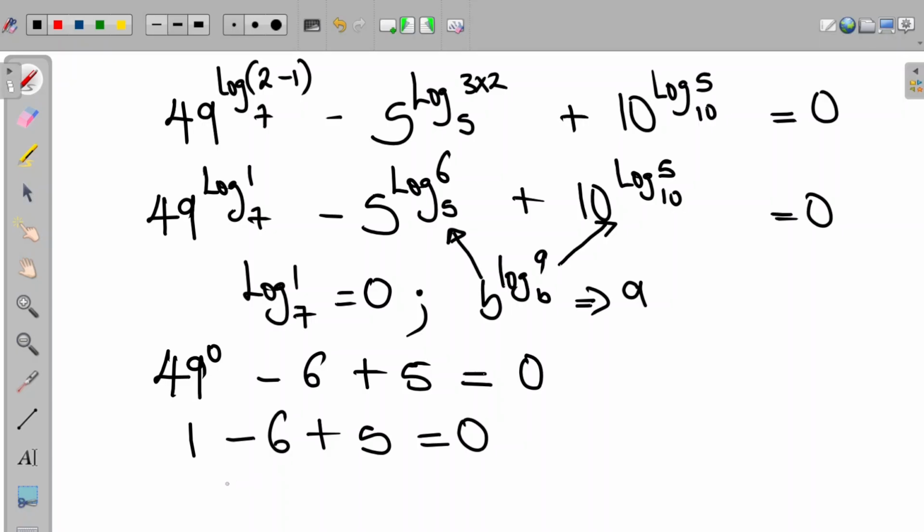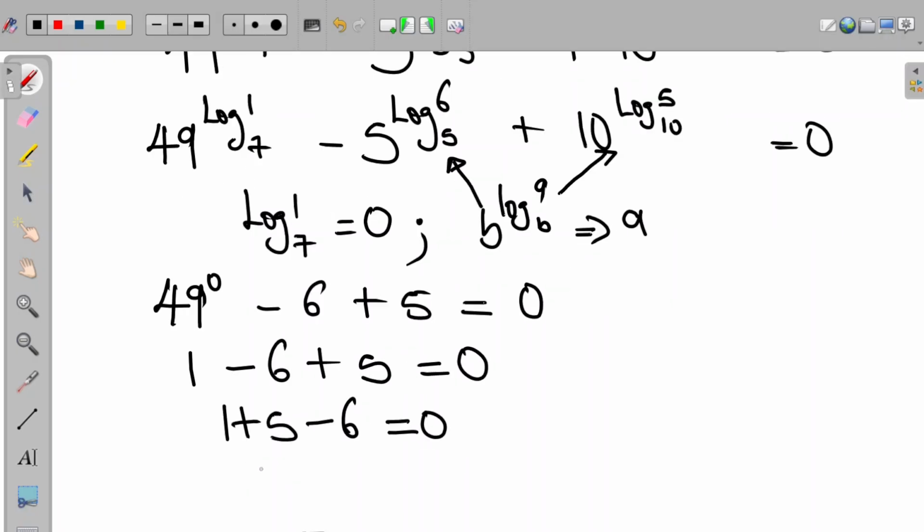So if we arrange this, we have 1 plus 5 minus 6 is equal to 0. Therefore, the left-hand side becomes 1 plus 5 is 6, 6 minus 6 is 0. So therefore, x equal to 2 is a solution.